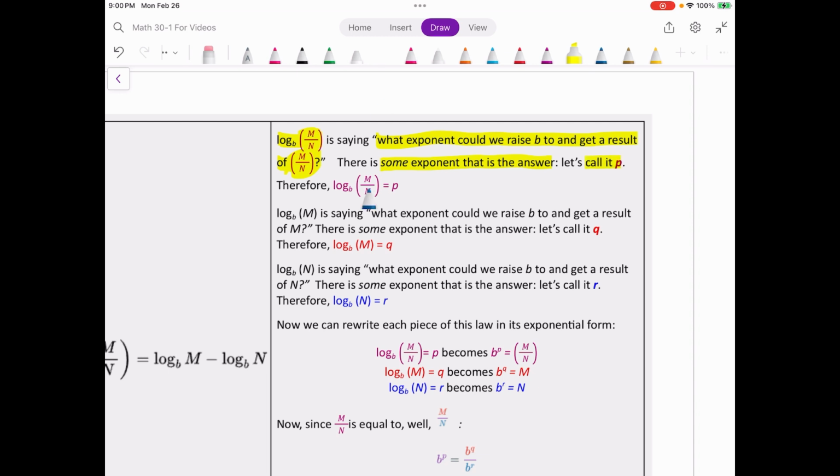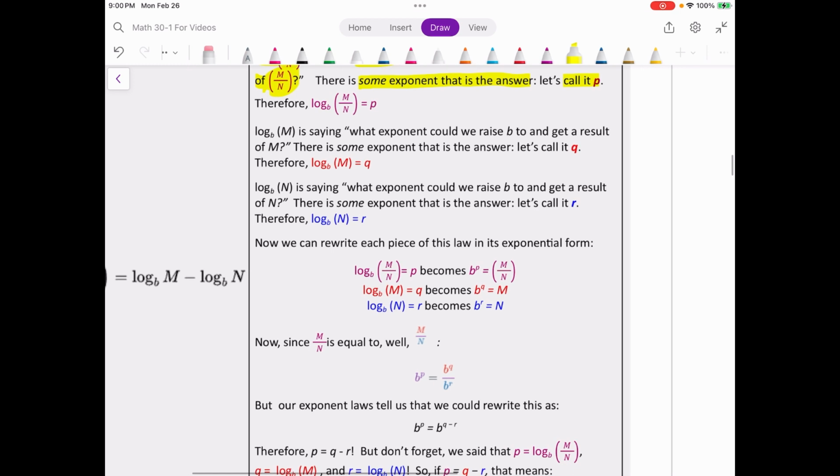So log base b of m over n equals p, meaning that b to the power of p equals m over n. Whatever p is, we're just saying that's the exponent that would make this true. Okay, and again, very similar logic here. I'll go a bit quicker because it's the same thing.